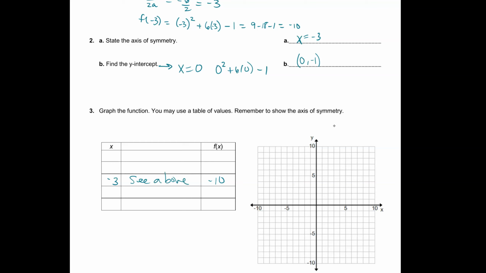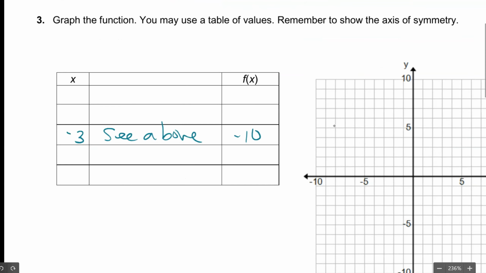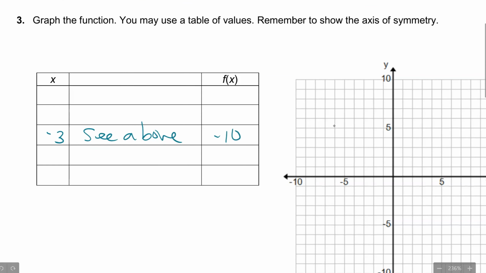Wait. So I need the numbers next to negative 3. -2 and -1. I want the ones right around my axis of symmetry, right around my vertex. So I'm doing the ones right next to it. Wait, x equals -1. Don't we know what the y is going to be? Look at the problem we just did.